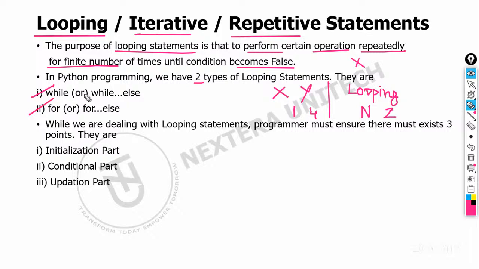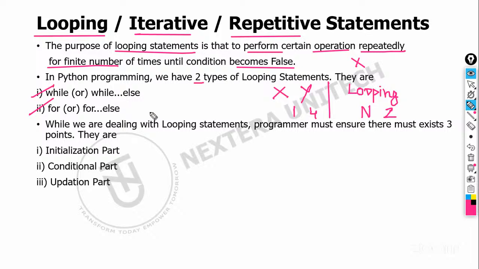Both mean the same, guys. Either you call it a while or while else loop, they mean the same. And the second type is called the for or for else looping statement. Initially we'll focus on for or for else loops, then we'll go to the while or while else looping statements.